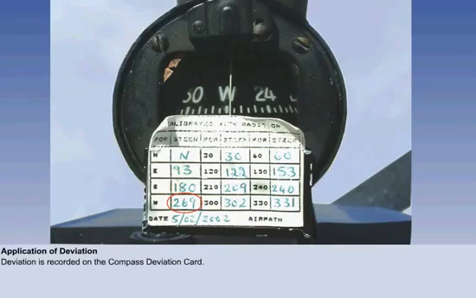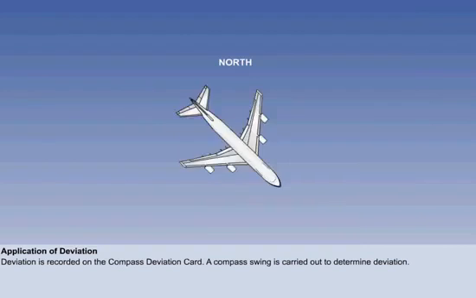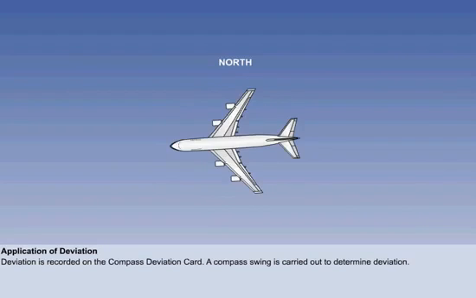The compass deviation is recorded on a deviation card, and an example of this can be seen on screen. The deviation value is usually recorded over several headings. The example here shows a deviation for every 30 degrees of heading. To determine deviation, engineers carry out what is called a compass swing, where the actual magnetic heading is compared to the aircraft indication of magnetic heading.